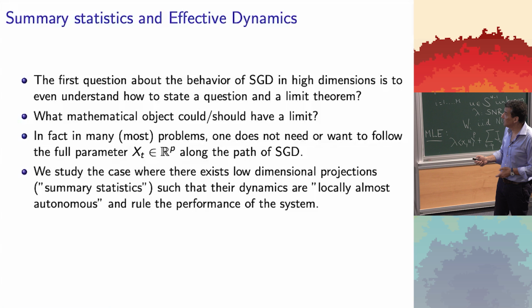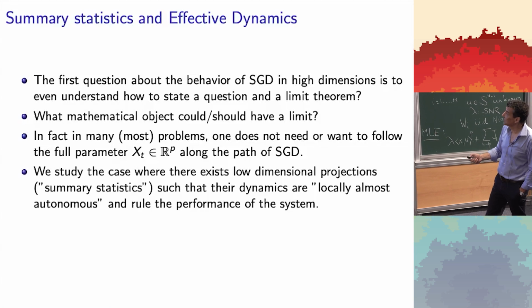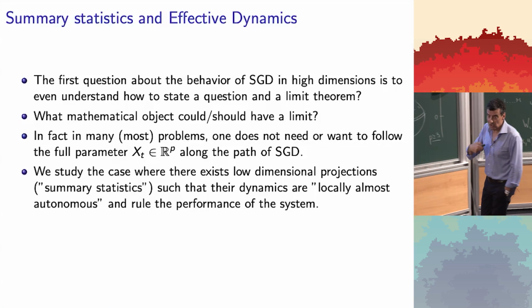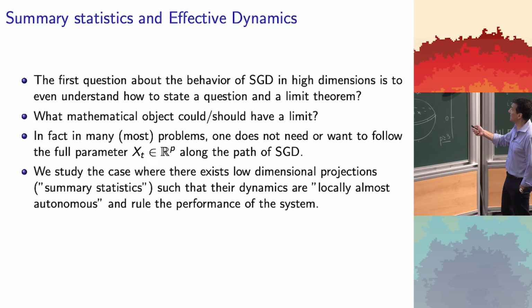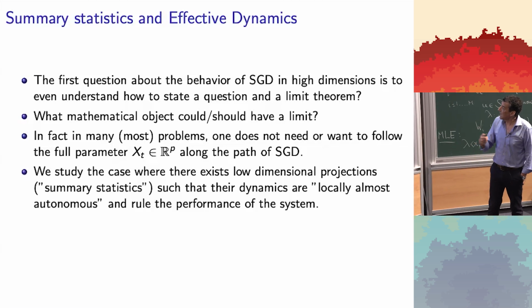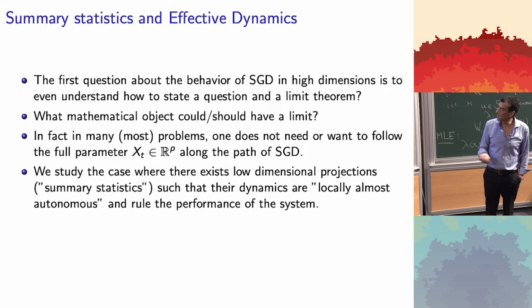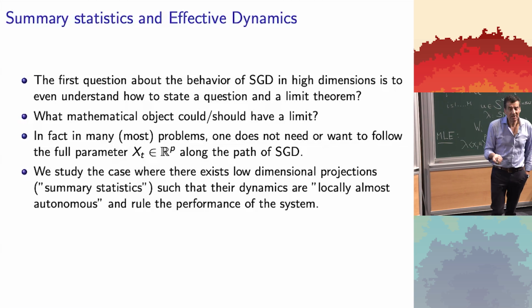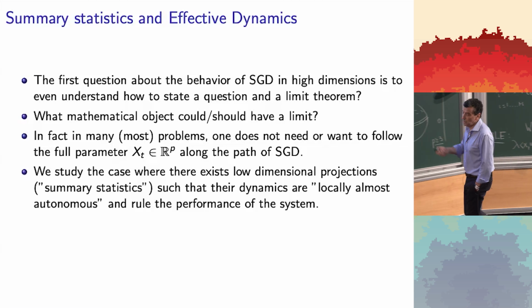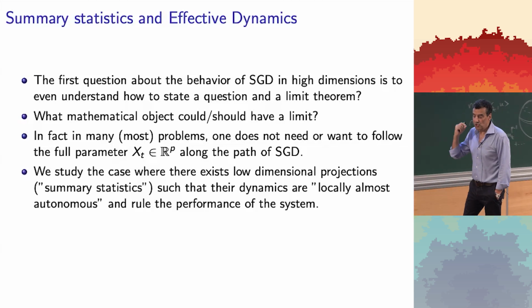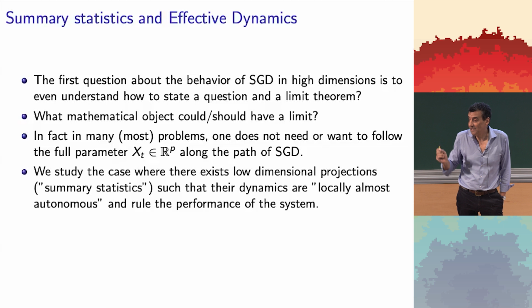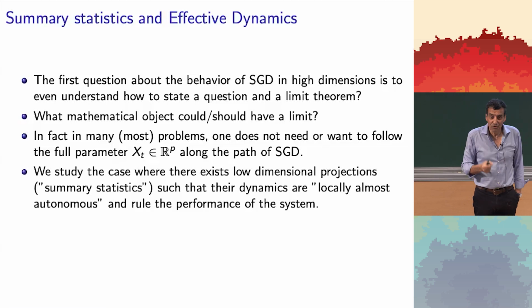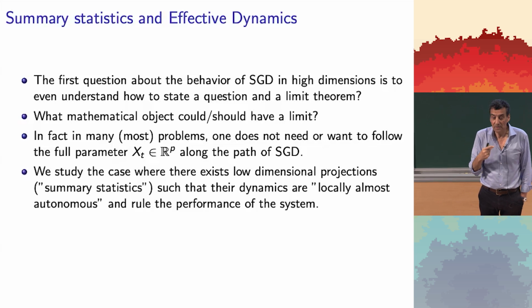So what we will call summary statistics are low dimensional projections, in dimension 17, such that their dynamics are, at least locally, almost autonomous. And the next thing, of course, is that we want to choose them. It's easy to find that: just project on 0. That's autonomous, but that's stupid. So you want this projection to be informative, to tell you something about the performance of the system. Yes?